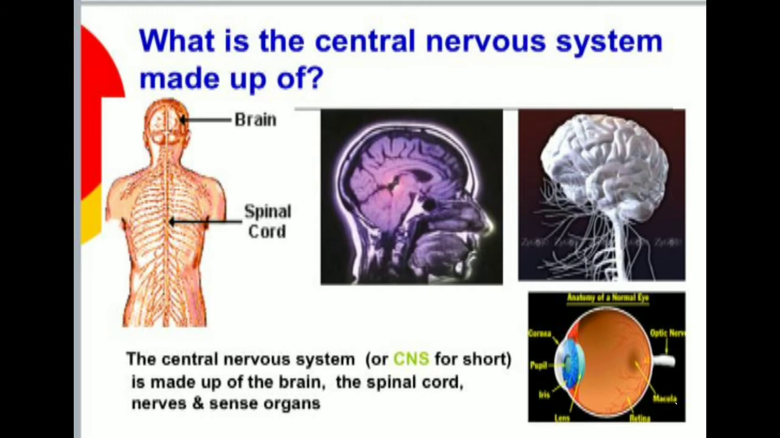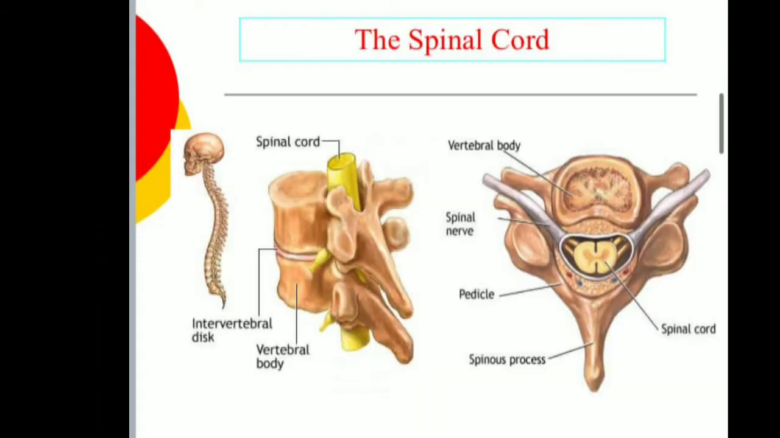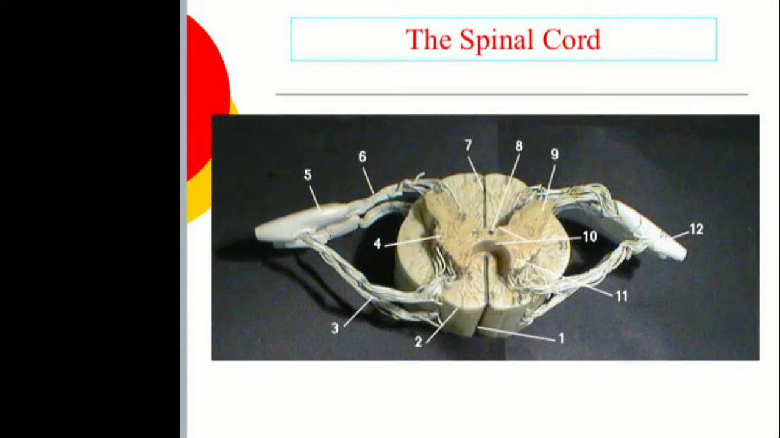Okay, so now let's look at the central nervous system in more detail. As we said, the central nervous system is made up of the brain and the spinal cord. The brain and the spinal cord are protected by membranes. We say there are 3 membranes that protect the brain and the spinal cord. We call them the meninges. The meninges, as well as the cerebrospinal fluid, protect both the brain and the spinal cord.